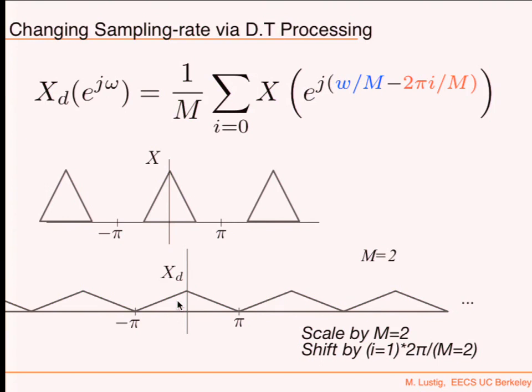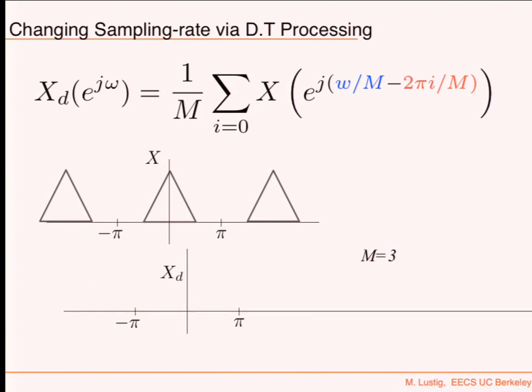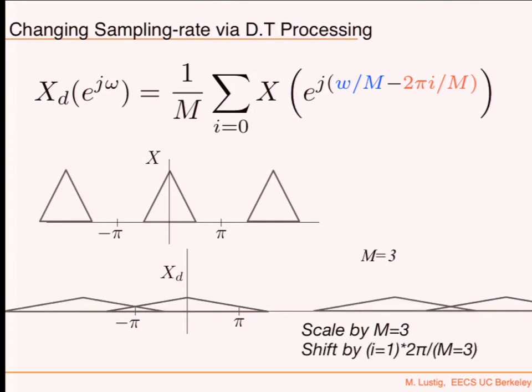So here's the problem. What if I now downsample this by a factor of 3? So I scale by 3. And then I shift by i equals 1 multiplied by 2 pi over M equals 3, and then by i equals 2, 2 pi over M equals 3. Now I get aliasing. It kind of makes sense.